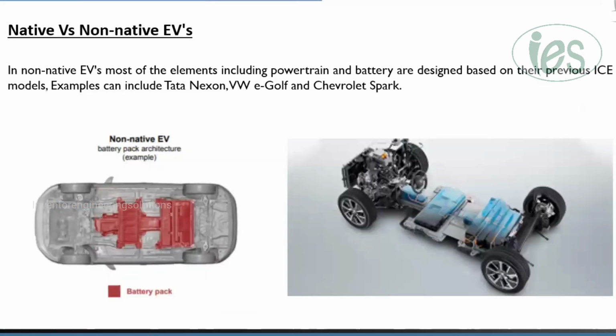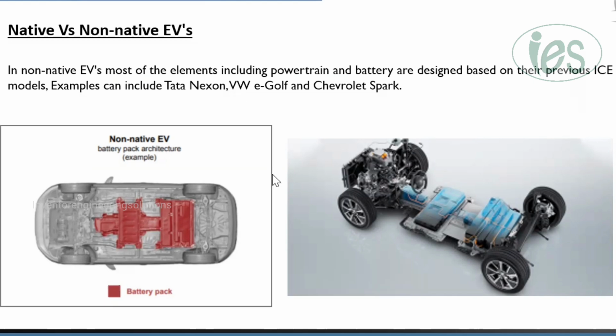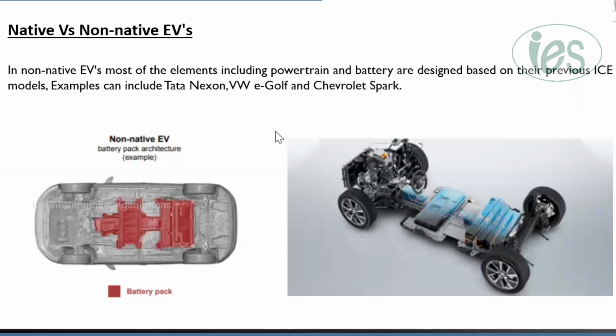So for EV vehicles, it is actually the platform structure that matters. It is based on which kind of EV the structure will be defined. We have two kinds of EV platform structures: one is native EV and the other is non-native EV. Native EV means a purely designed, complete EV structure has been defined for the electric vehicle. Non-native EV means some vehicle which earlier had IC engines is directly converted into an EV.